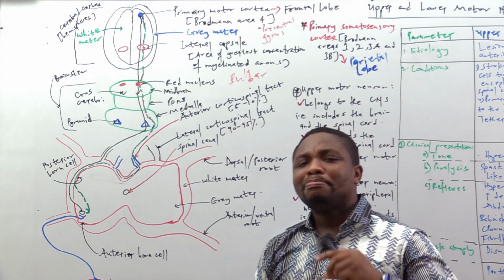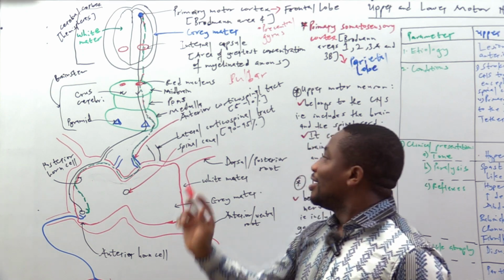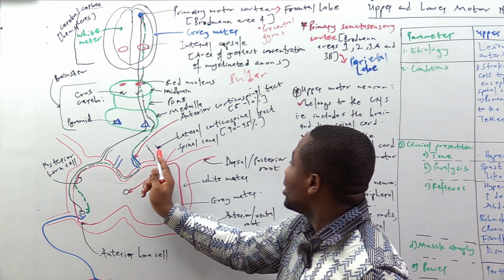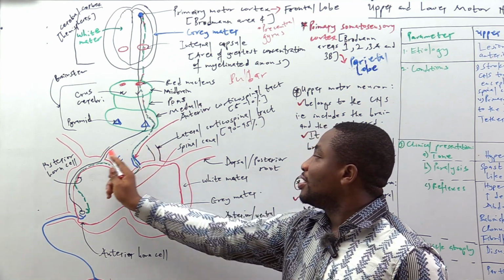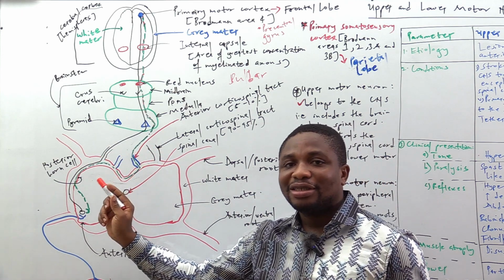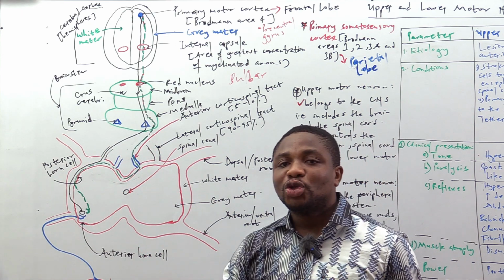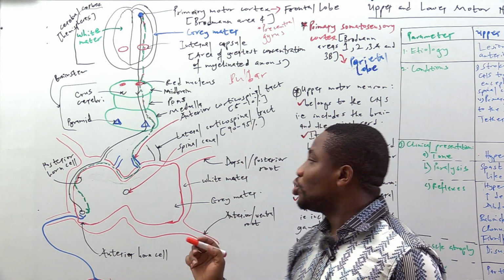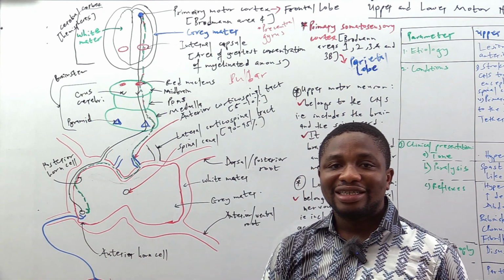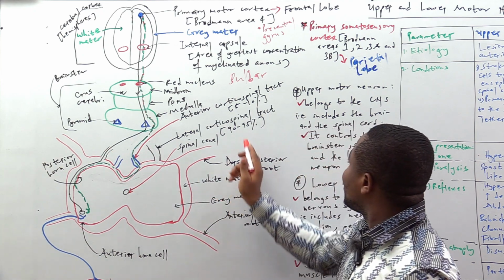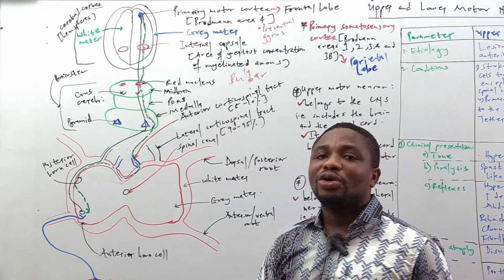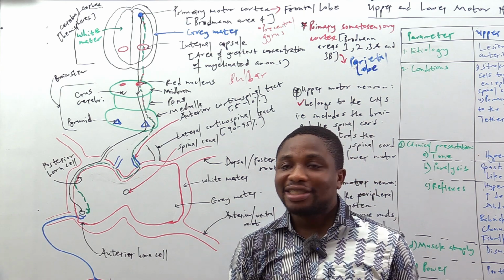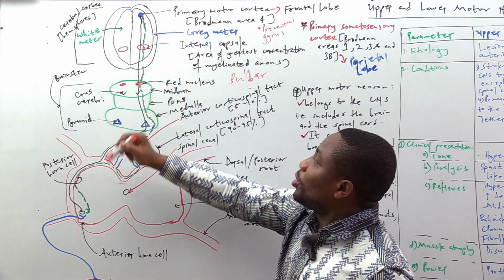You should also know that the majority of the motor tracts go through the lateral corticospinal tract, as I've demonstrated there. This is the lateral corticospinal tract. And as we are saying, the majority of the motor tract goes there, meaning that 90 to 95% of motor neurons will go through the lateral corticospinal tract, allowing only 5 to 10% to go through the anterior corticospinal tract.